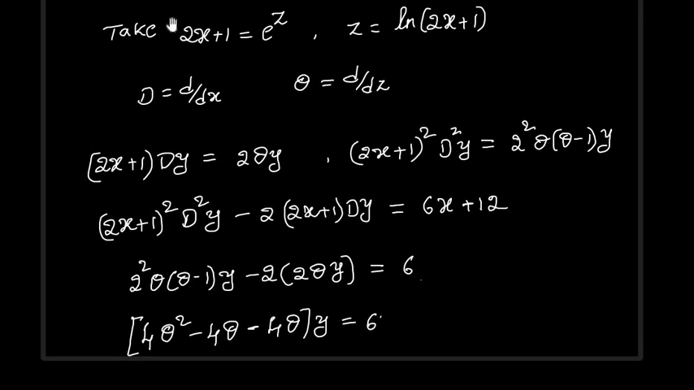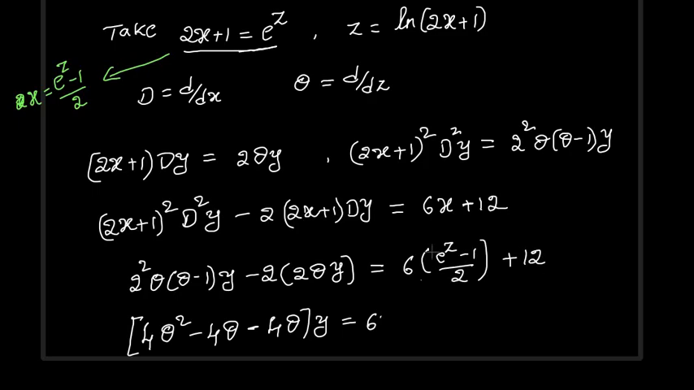To know x, we have taken 2x plus 1 equal to e power z. From this we can rewrite 2x equal to e power z minus 1. So x is e power z minus 1 by 2. Now in place of x we need to write e power z minus 1 by 2, plus the 12 you anyway have. If you simplify that, you'll have 3 e power z minus 3 plus 12, that gives you 9. Now we need to solve this.